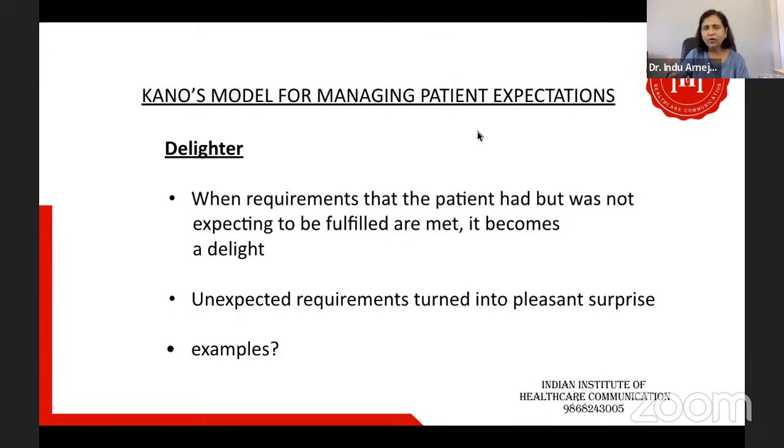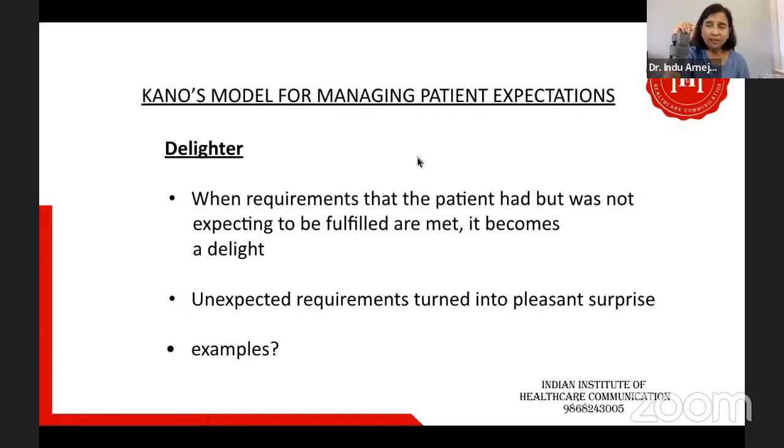So there's nothing wrong with delighters. The only thing is it should not cost a lot to the patient, because ultimately what you're going to do is going to be paid by the patient. So we have to remember that if we are adding too many gimmicks in our system, then sometimes people make a mockery of it and they don't really appreciate it. But yes, there are a lot of ways.